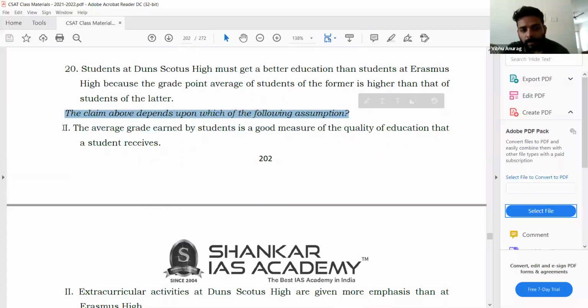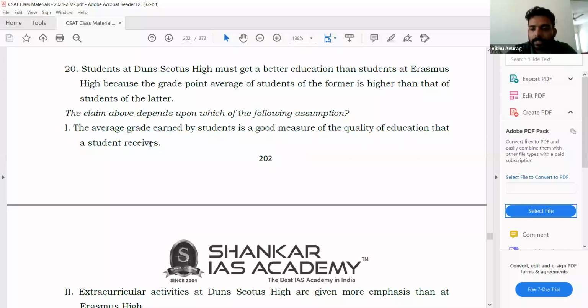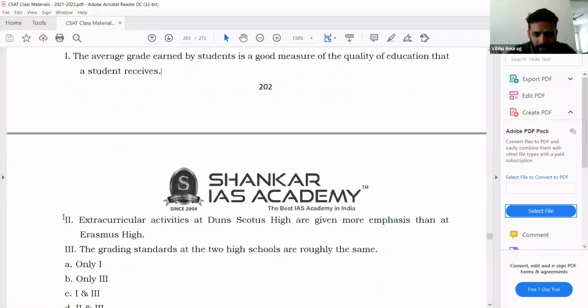Number one, the average grade earned by students is a good measure of the quality of education that a student receives. So yes, he does, because he's using the grade point average as a yardstick to measure the quality of education. So he believes that the average grade earned by students is a good measure of the quality of education. So the first assumption is valid. Second assumption, extracurricular activities at Duns Scotus High are given more emphasis than at Erasmus High. There is no indication of any extracurricular activity, so second is irrelevant.